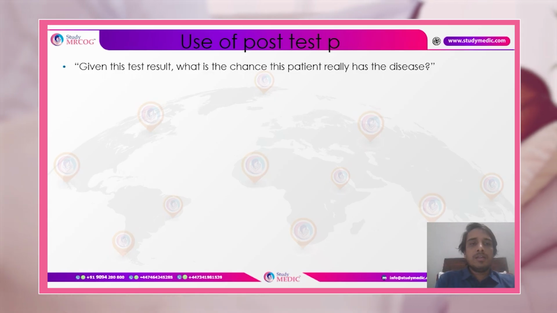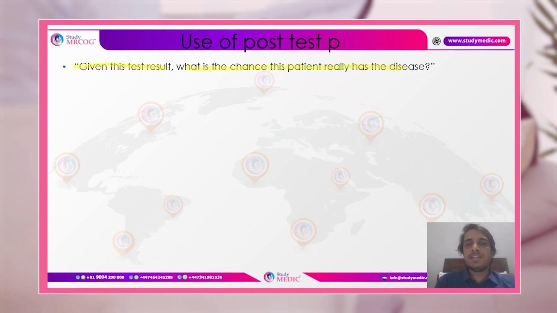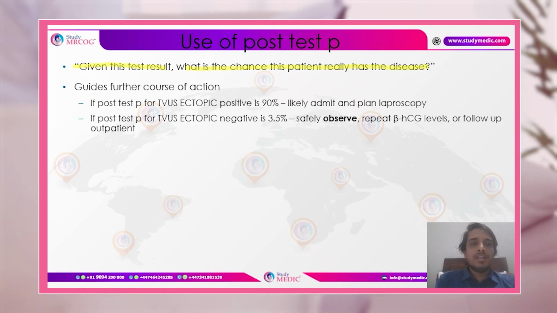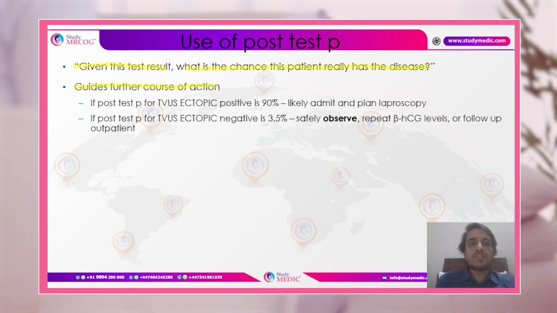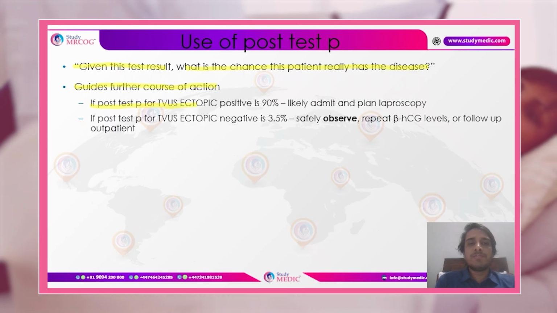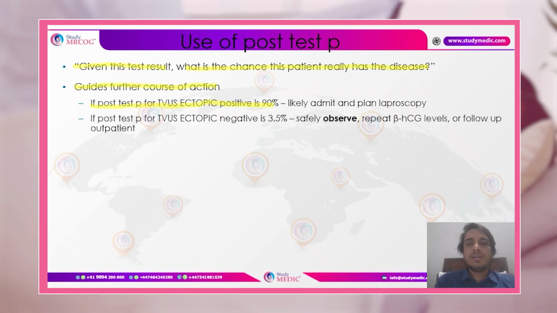Given this test result, what is the chance this patient really has a disease? That is what post-test probability will give. It guides our further course of action. That means if the post-test probability of transvaginal ultrasonography in detecting ectopic pregnancy is positive at 90%, then we will likely admit and plan laparoscopy.